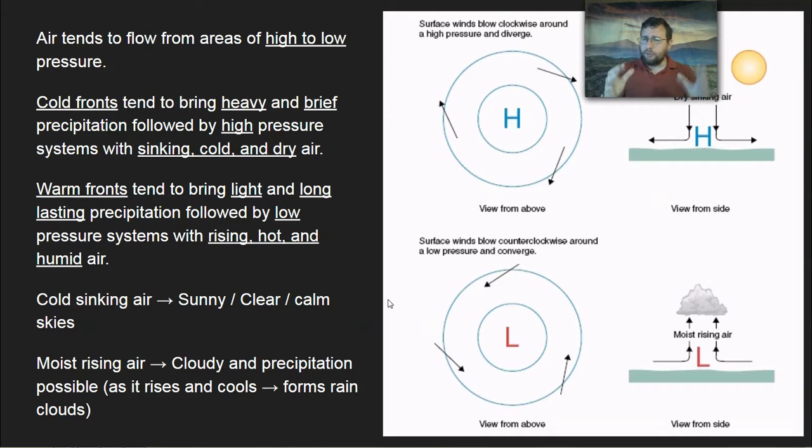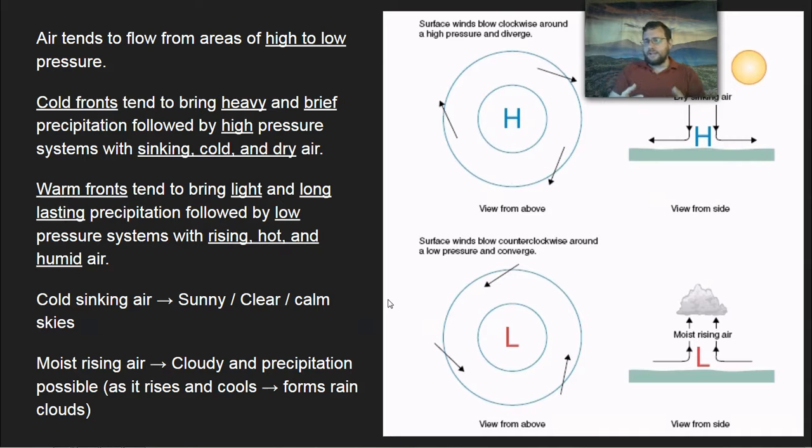Now, at a small, local scale, a cold front tends to bring heavy and brief precipitation, right? And it's followed by a high pressure system, which then causes sinking cold, dry air to stay around. Now, normally, right before the whole cold front comes, the pressure drops because what you have is cold air pushing the warm air up, and that rising hot air causes a pressure drop. Eventually, as the cold front overtakes it, the pressure will be high, and a high pressure system will stabilize. But the pressure will tend to drop before a cold front comes.